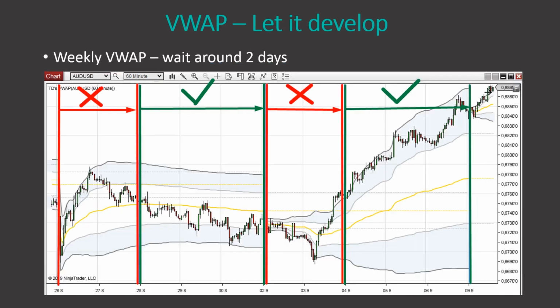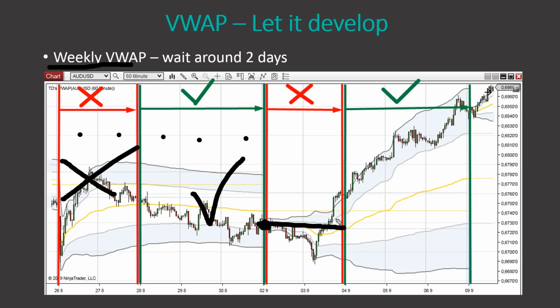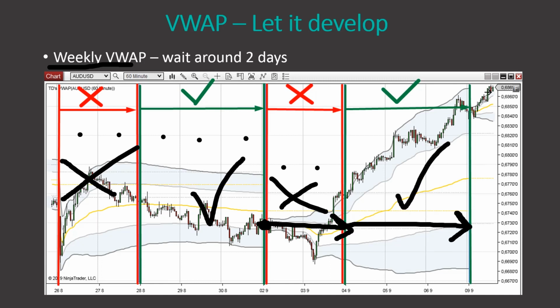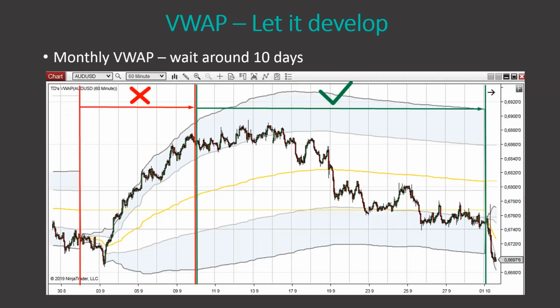Now, this is weekly VWAP, which means every week a new VWAP gets calculated anew. So Monday, Tuesday, no trading with VWAP, not with weekly VWAP. Wednesday, Thursday, Friday, it's okay. Next week starts in here. Again, Monday, Tuesday, no VWAP. Rest of the week, okay to use the weekly VWAP.